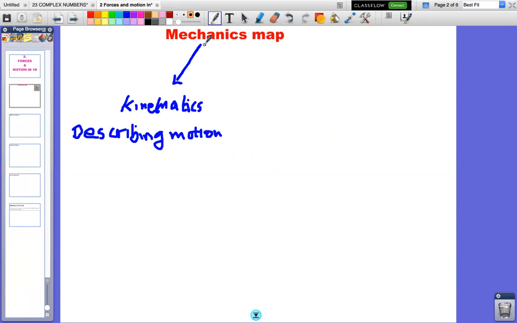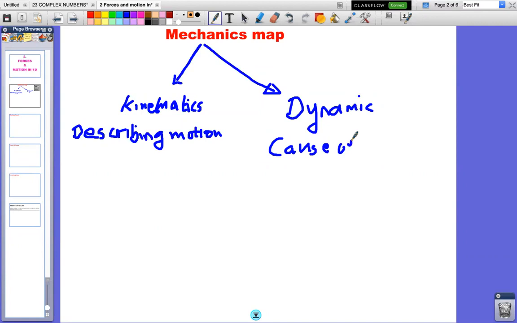And then the second part of mechanics, which we are going to study from today, is called dynamics. Dynamics talks about why motion. It studies the cause of motion.